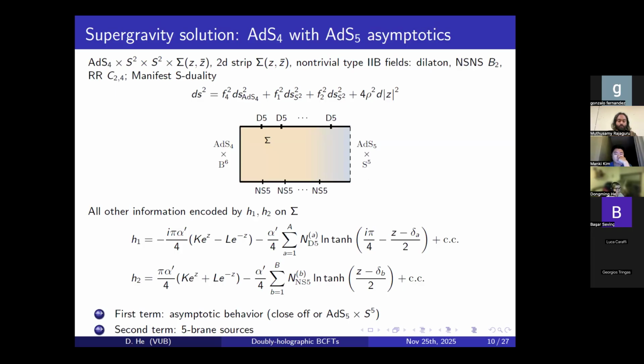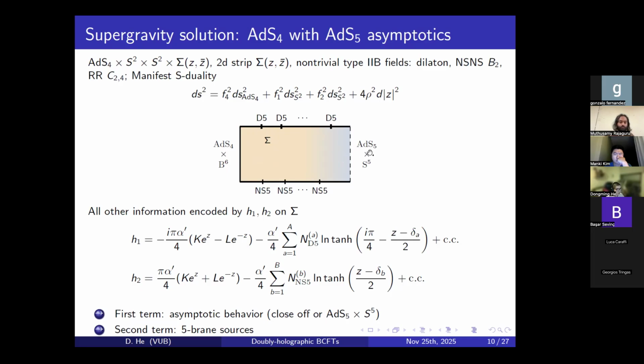The important thing is that all the information about the gravity solution is given by two harmonic functions living on the 2-dimensional strip. So this is a strip, and on the top and the lower boundaries are the D5 and the NS5 sources. And on the left and the right boundary, there are two possibilities. In this example, on the left boundary, the geometry closes smoothly and becomes an AdS4 solution, AdS4 times S2 times S2 times Σ. And on the right-hand side, the metric can blow up and becomes an AdS5 cross S5.